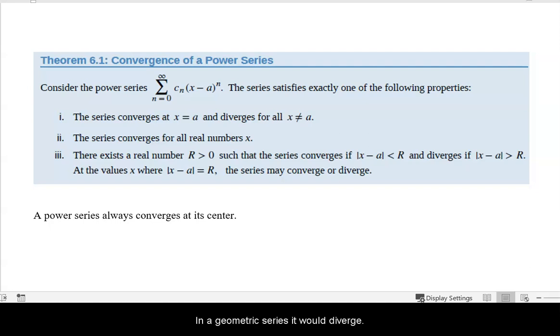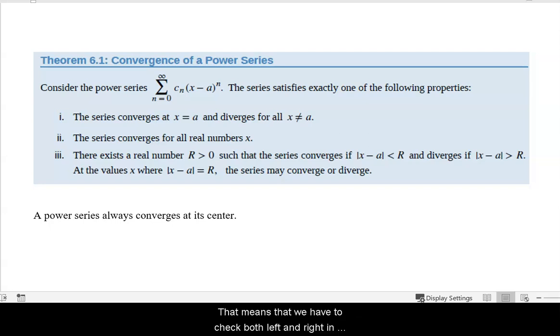In a geometric series, it would diverge, but in a power series, because the base of the exponential is x, which is no longer a constant, r, but is now a variable itself, it is possible it could converge. Unfortunately for us, it could converge at the left endpoint, but not the right, or at the right endpoint, but not the left, or it could converge at both endpoints, or it could not converge at either endpoint.